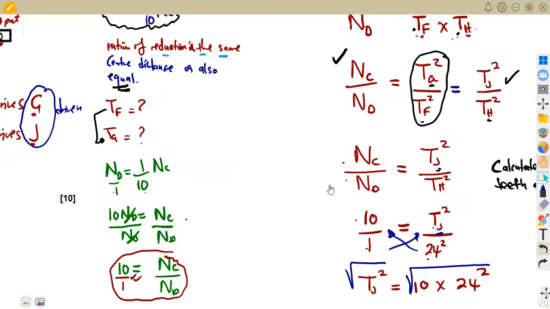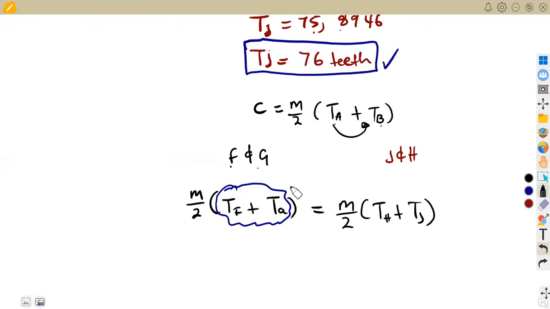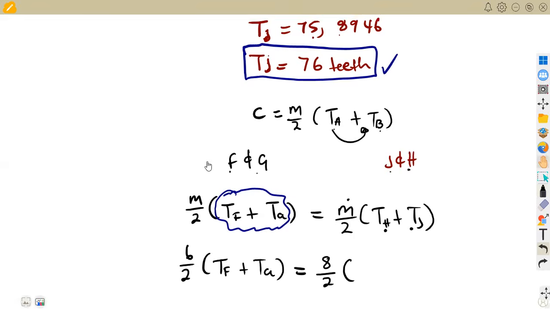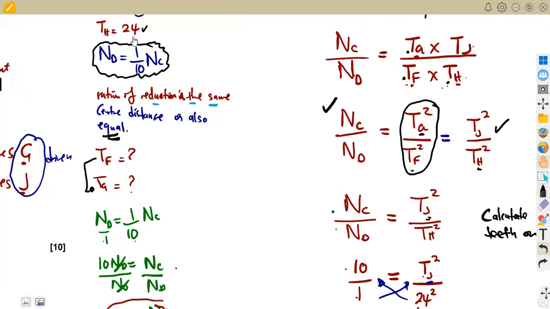So between F and G, it's going to be 6 over 2 into TF plus TG, which we do not know. This is equal to, remember, the module for H and J was 8, so it's going to be 8 over 2 into TH plus TJ. Remember TH, we are given originally, which is 24.